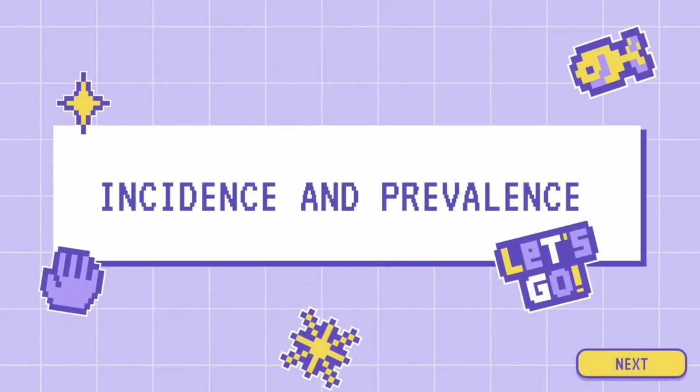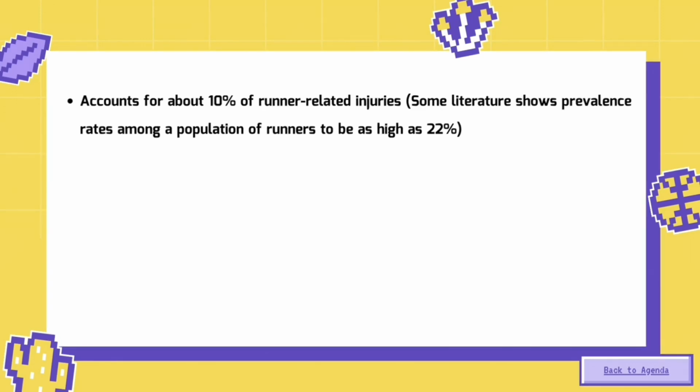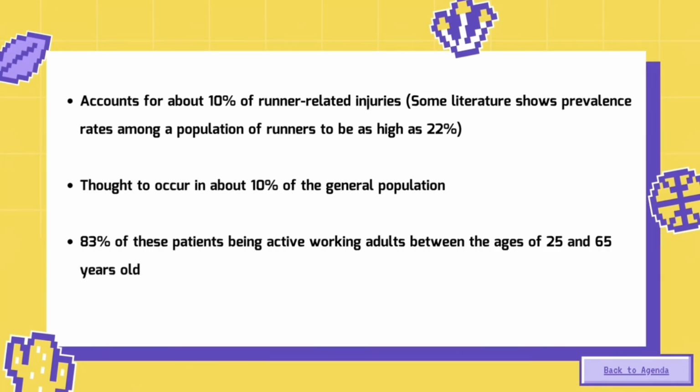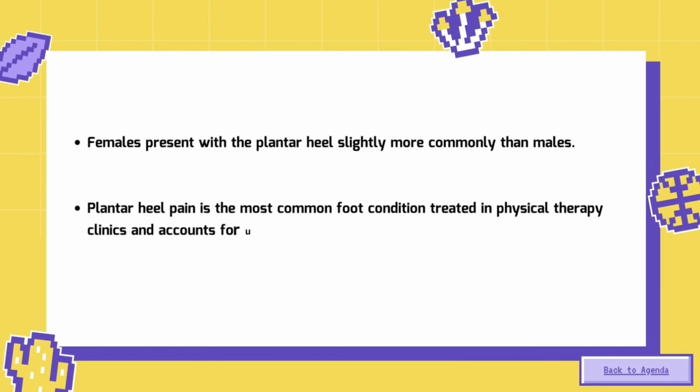Incidence and prevalence. Plantar fasciitis accounts for about 10% of runner-related injuries, with some literature showing prevalence rates among a population of runners to be as high as 22%. It occurs in about 10% of the general population, and 83% of these patients are active working adults between the ages of 25 and 65 years old. Studies found that females present with plantar heel pain slightly more commonly than males. Plantar heel pain is the most common foot condition treated in physical therapy clinics, accounting for up to 40% of all patients being seen in the podiatric clinic.